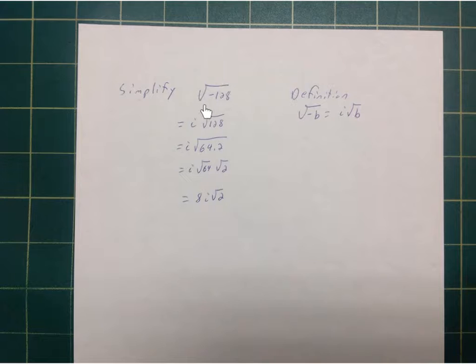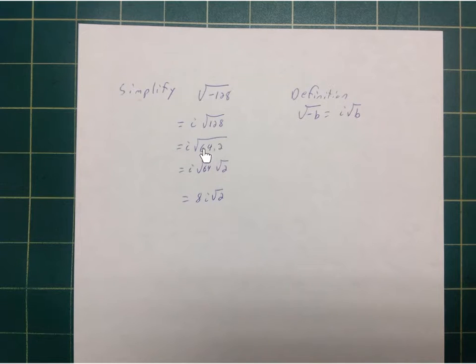You want to simplify the square root of negative 128. By definition, the square root of negative b equals i times the square root of positive b. And so the square root of negative 128 would be i times the square root of positive 128. I sent out a video earlier about simplifying square roots. You want to break 128 up into a perfect square and whatever other factors are necessary to give you 128.